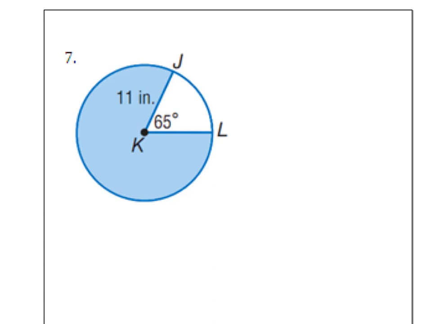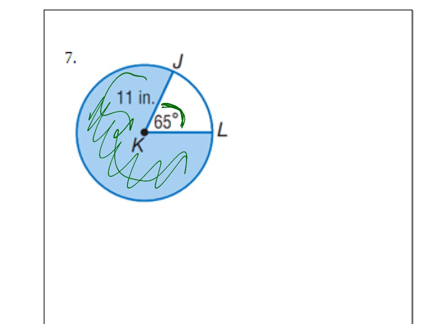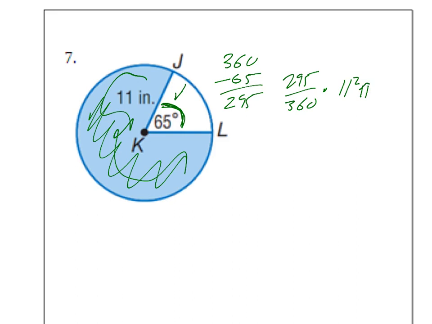Now if you take a look, this one's a little bit different. It tells you this amount is 65, but this other stuff is the shaded part. So here I got to do a little thinking. I want the shaded part, but they only tell me the unshaded part. So what I got to do is take 360 minus 65, and that's going to equal 295. So I want to use 295 over 360 times 11 squared pi.